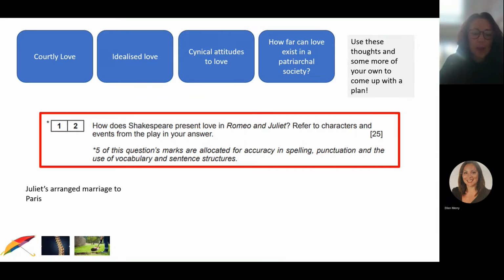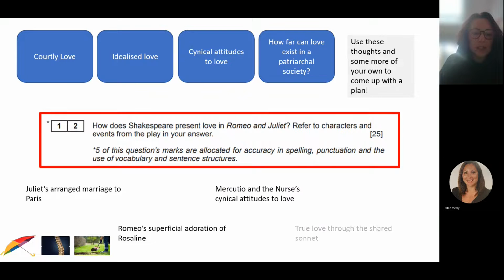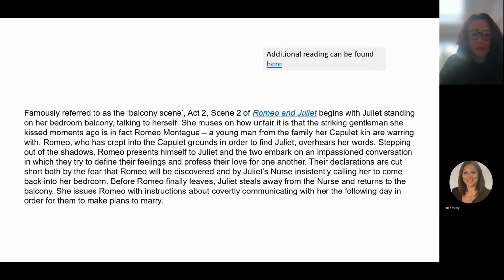Here are some more points that you could say. Juliet's arranged marriage to Paris links to the patriarchal society. Rosaline's adoration of Romeo on a superficial level is that idealised moment I talked about. Mercutio and the nurse's cynical attitude to love, and that true love shared through that sonnet, that courtly love, the patriarchal format there. So you can just pause the screen if you want to, or turn this off and have a go at writing the essay should you wish.